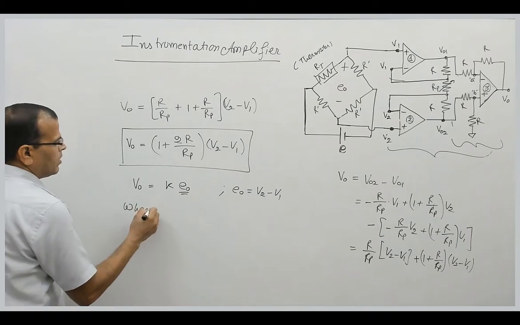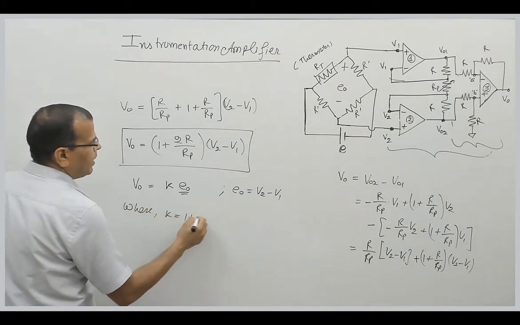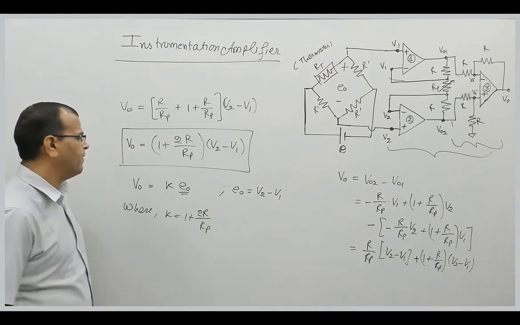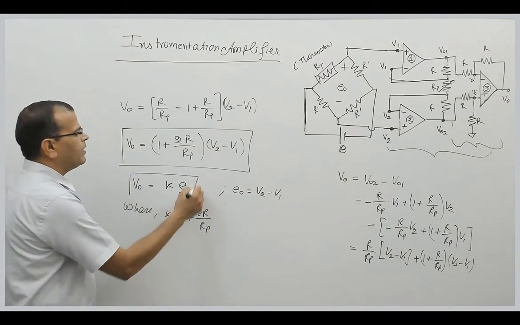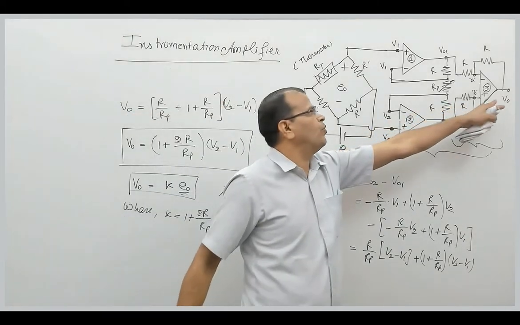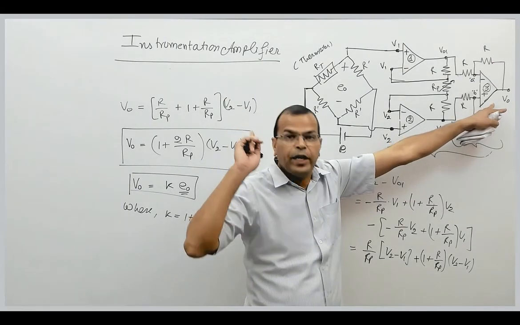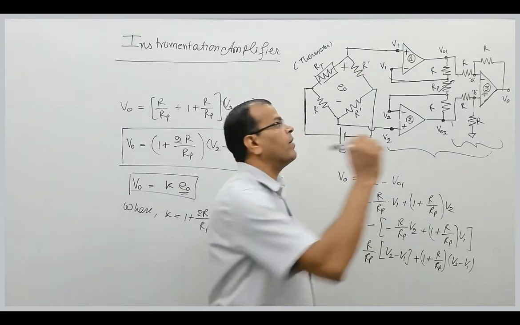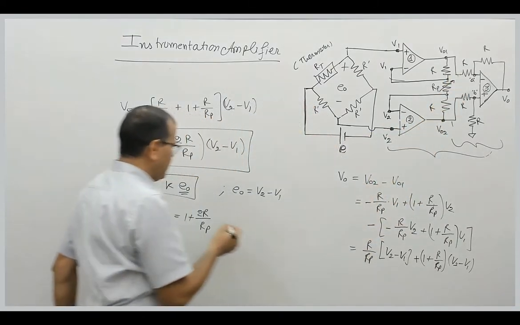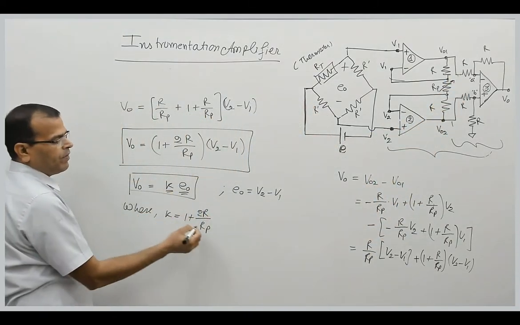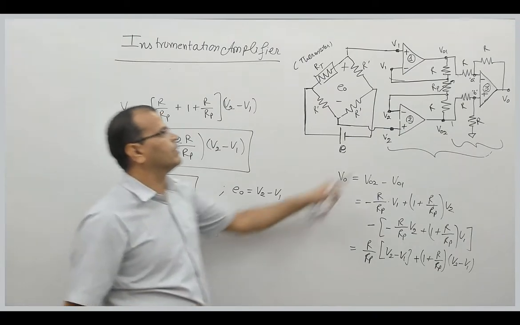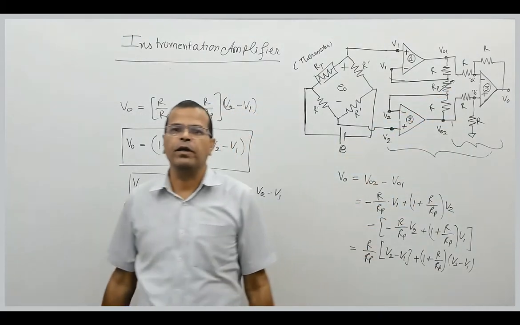Where K is equal to 1 plus twice R by RP. Fine. I can vary the output voltage of this op-amp. The output voltage of the instrumentation amplifier can be varied by varying RP. You can see the gain factor K can be varied by varying RP. So that is why we have shown it to be variable, right?